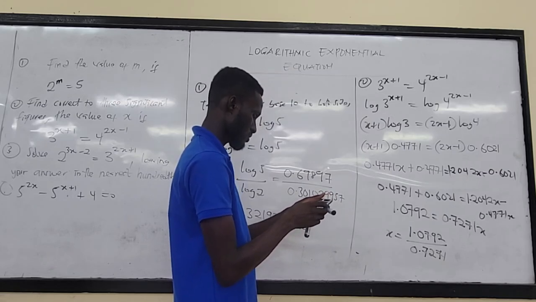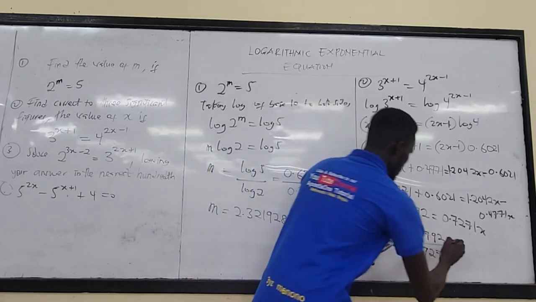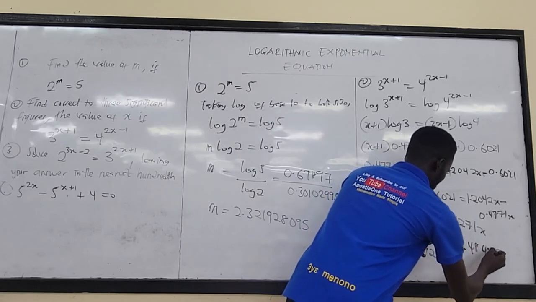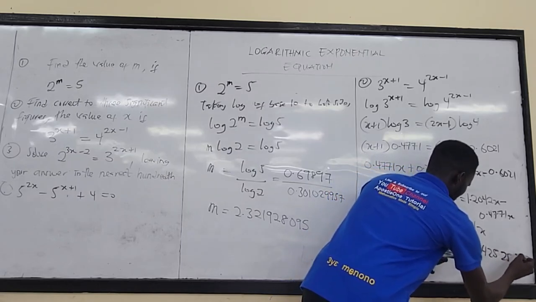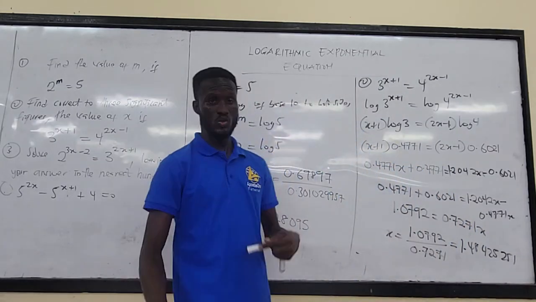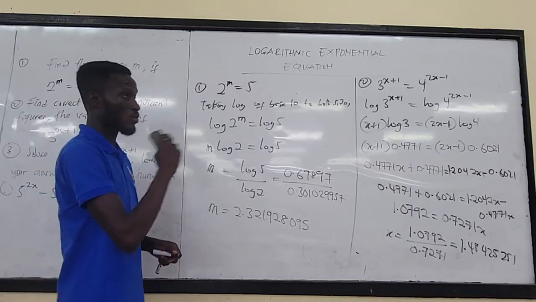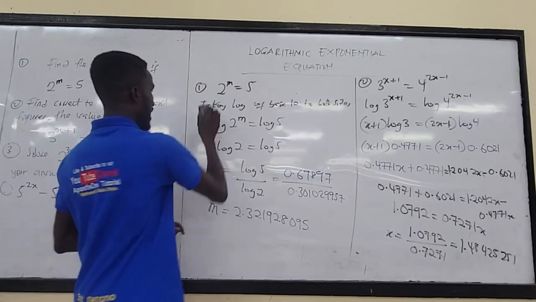So you have 1.0792. Now the whole answer will be 1.4842551. Yes, that is the answer. You need to use a calculator. Yeah, this one is usually for relative math students. This one is not in core math. So the core math students don't bother to learn this one here.